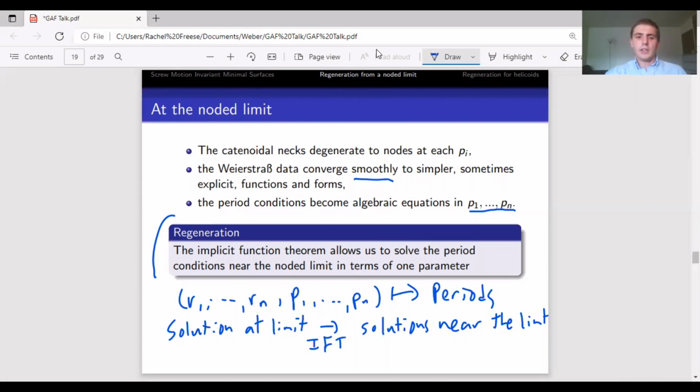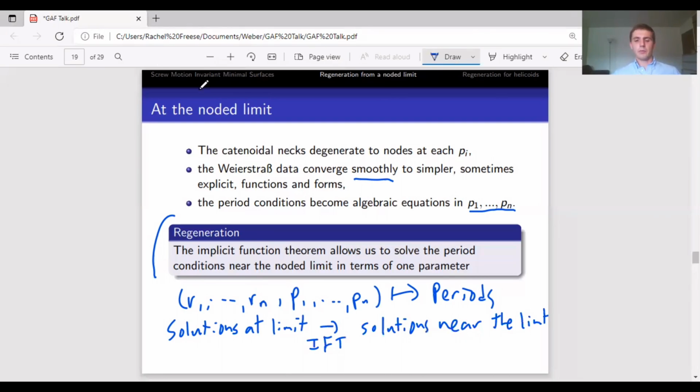So basically this is just a really neat idea, using a limit that's a lot simpler and then kind of regenerating from it to get a one parameter family of solutions. Basically, you can pretty much always express everything in terms of one parameter, and basically get solutions that are what you want.